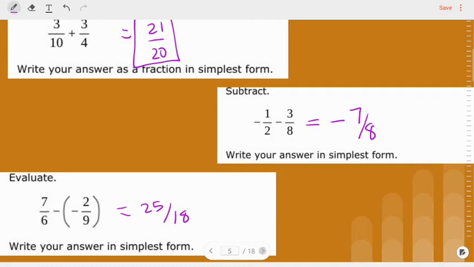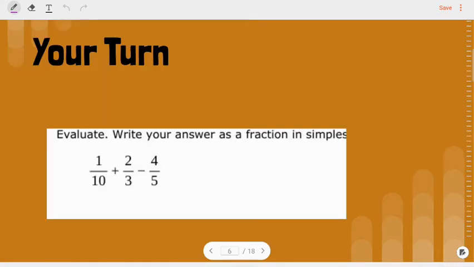Now, this problem, it's your turn to try and simplify. As a hint, you can type it all straight into your calculator without having to simplify anything else. Take a second, pause, and try this one on your own. All right. The answer to this problem should be -1/30.